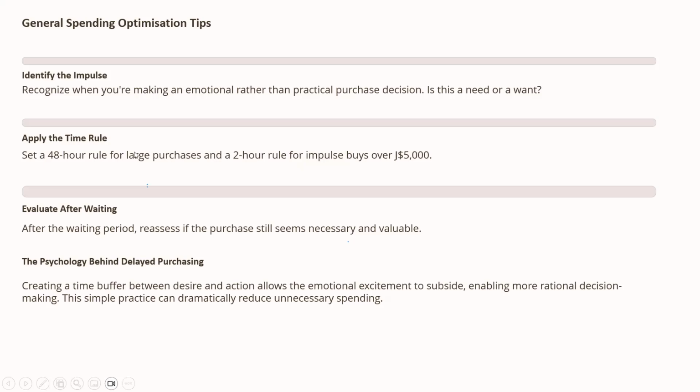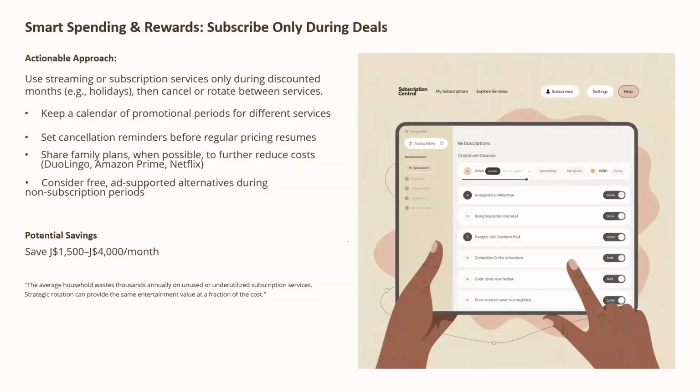So the psychology is that if you are able to create a buffer between the desire and the action, it allows the emotional excitement that is associated with the expense or the item to fade, allowing you to make a more rational decision. The natural benefit of that is that you're going to significantly reduce the amount of spending that you do, especially on unnecessary items.